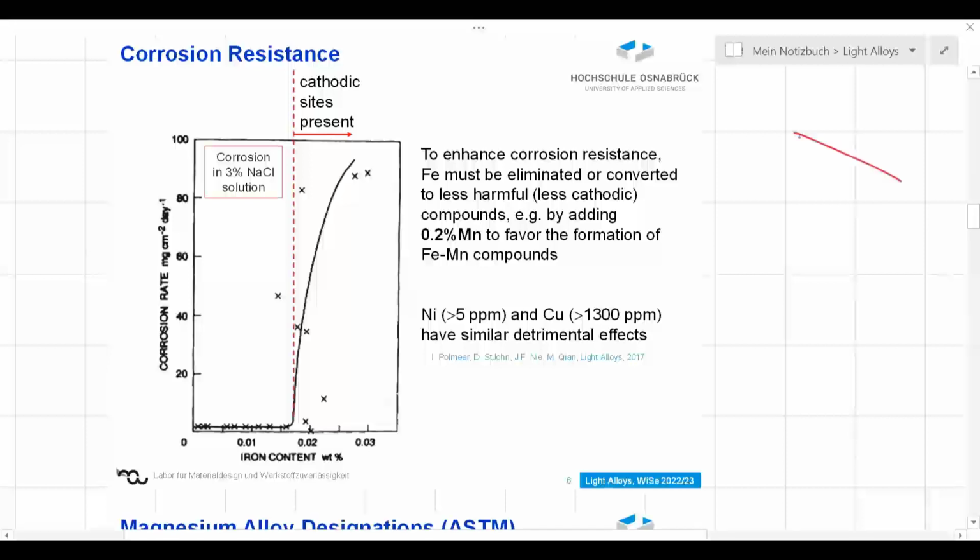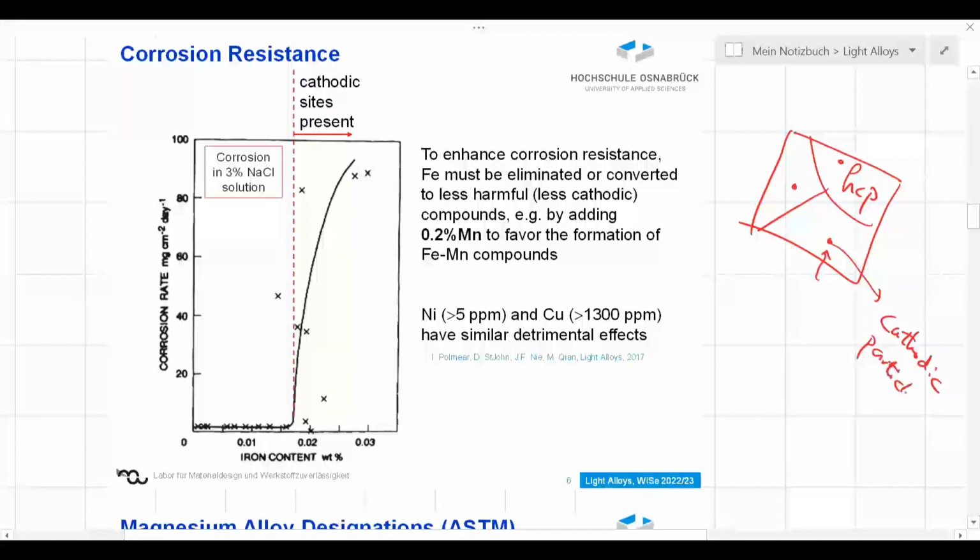So if we have a matrix, so assume this is our microstructure, this is an HCP matrix of magnesium, and we have some particles, and these particles are cathodic. They have a higher electrochemical potential. Then we expect that regions of the matrix around them are going to corrode. So this is a cathodic particle. Cathodic particle means that it has a higher electrochemical potential. It causes corrosion of the matrix, right?